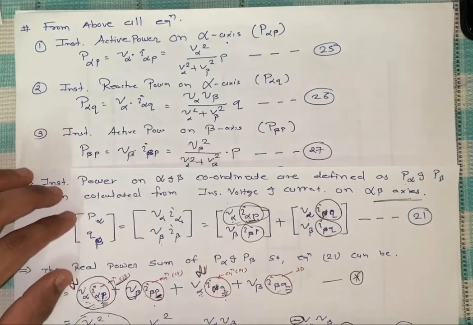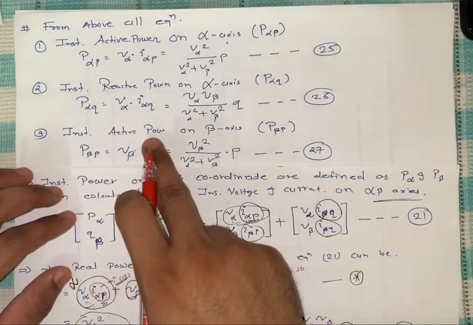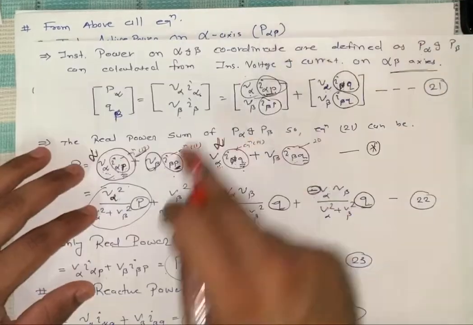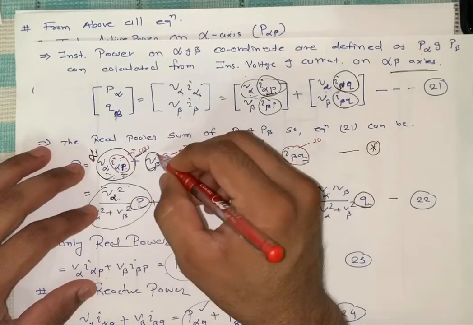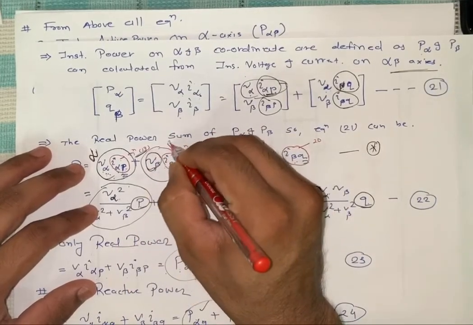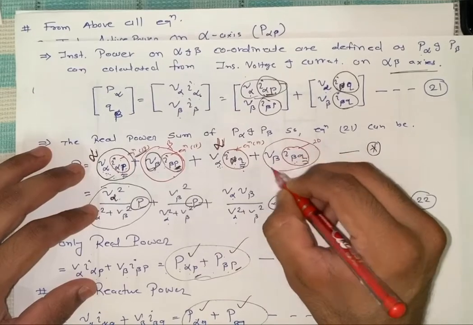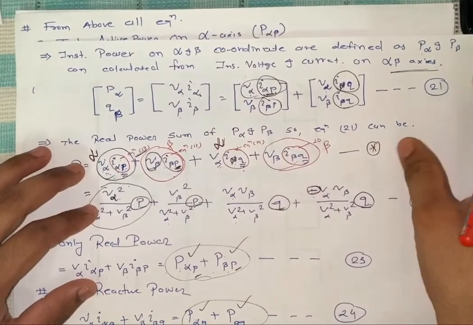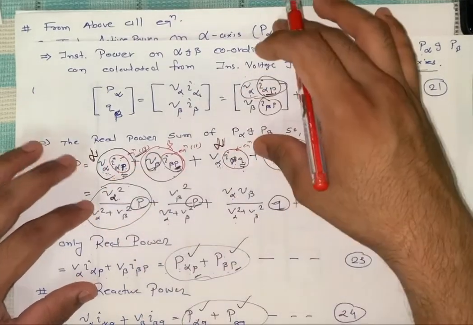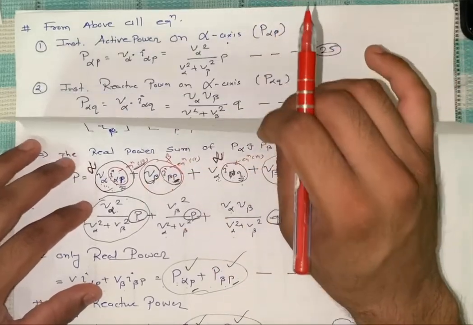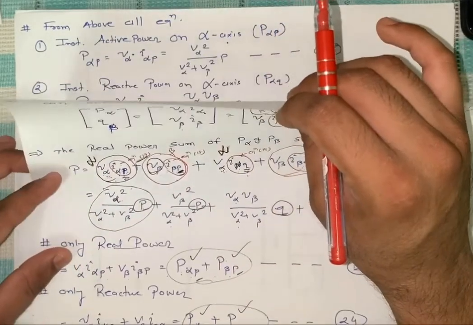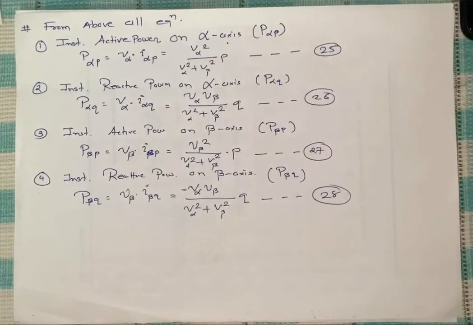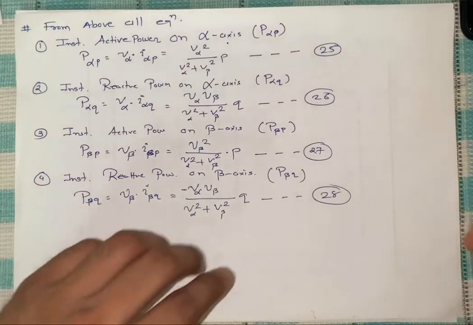Similarly you can see the instantaneous active power on beta axis. So we have beta axis V beta. So we can write this is for beta, and only the remaining term is for beta. So what I do is instantaneous active and reactive power on separate axes, that are mentioned over here only, right? So that is the instantaneous power which is defined by the PQ theory.